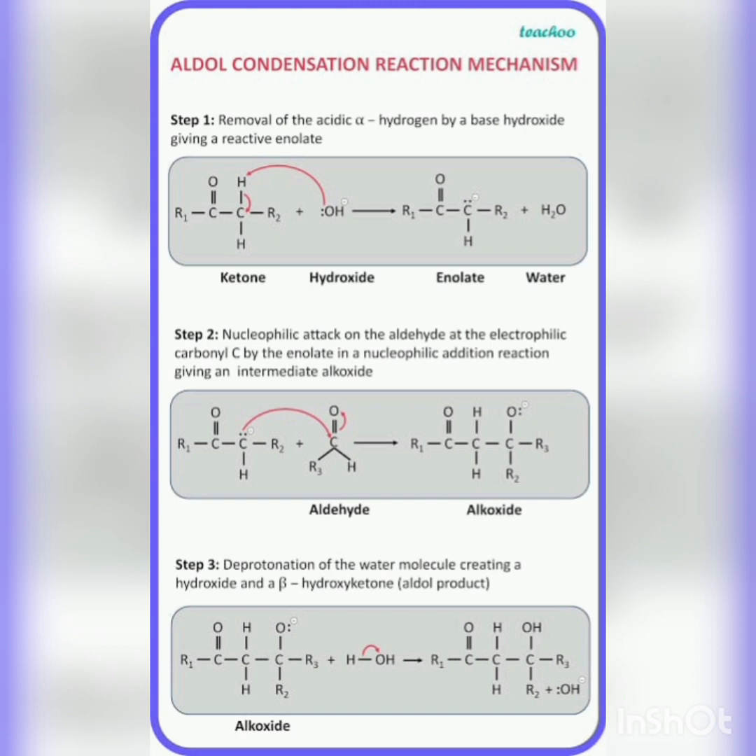Let us see the reaction, that is R1 C double bond O CH2 CO R2 R3 plus HOH. So here hydrogen will be added to this alkoxide, which will give the aldol product, that is R1 C double bond O CH2 COH R2 R3, and this hydroxyl group will be eliminated. Which will give the beta hydroxy ketone, that is, the aldol will be formed in this reaction.